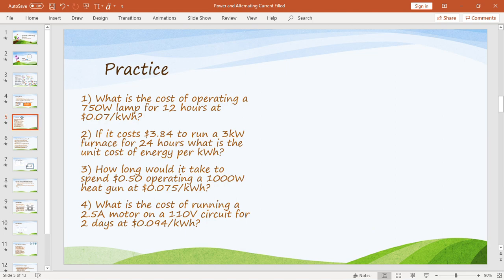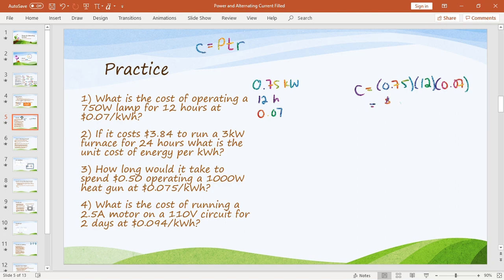So let's do a few practice ones with this. So we have our formula. I'm going to put our formula up here: cost equals power times time times the rate. Okay, so here I want to know the cost. And I have, now watch it, 0.75 kilowatts, must be in kilowatts. My time is 12 hours, that's fine, and my rate is 0.07. So those are good to go into the formula just like that. $0.07, and it's going to be 63 cents for that lamp.